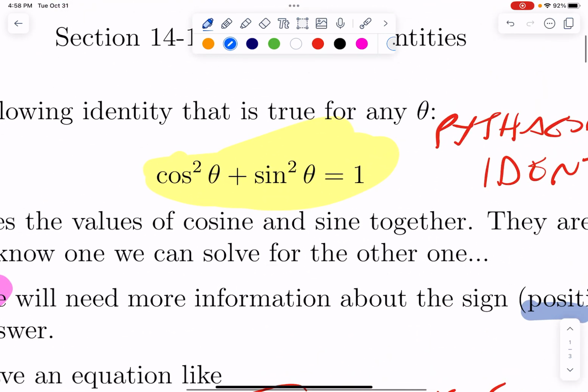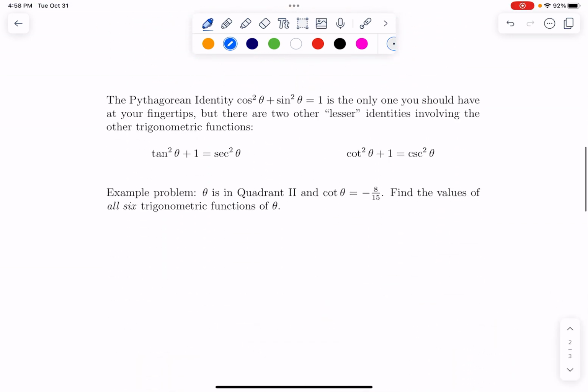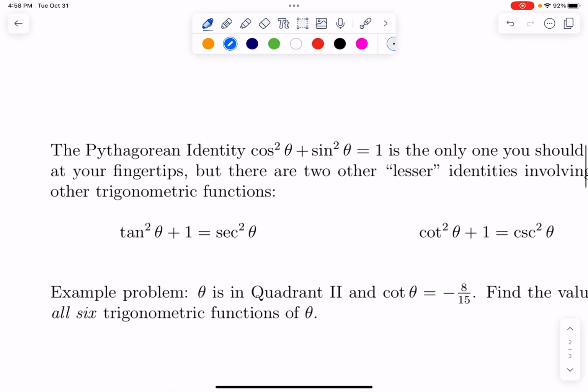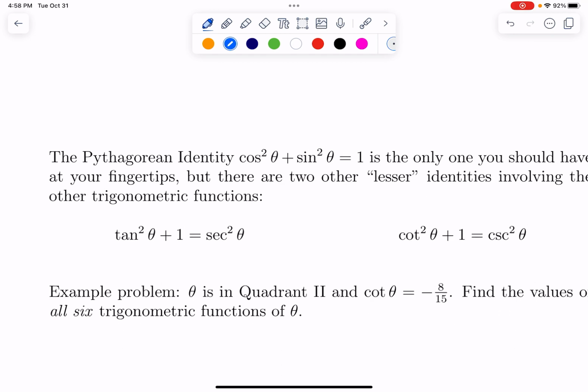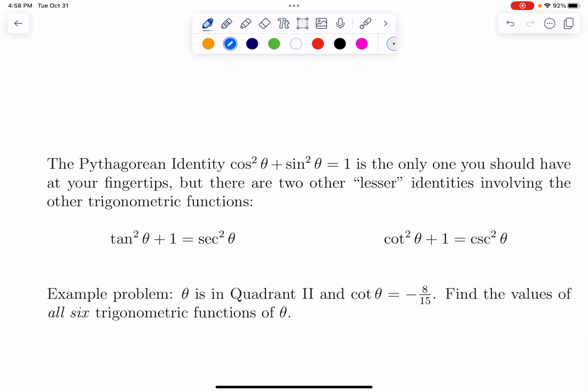So this is our main version of the Pythagorean identity. There are actually other versions, and you're not going to need to memorize these, but you should practice using them. I could give them to you on a test or quiz and just ask you to use them. The other versions involve the other trig functions. So besides sine and cosine, we know there's tangent and cotangent and secant and cosecant. This identity over here tells us how tangent and secant are related. This one over here tells us how cosecant and cotangent are related.